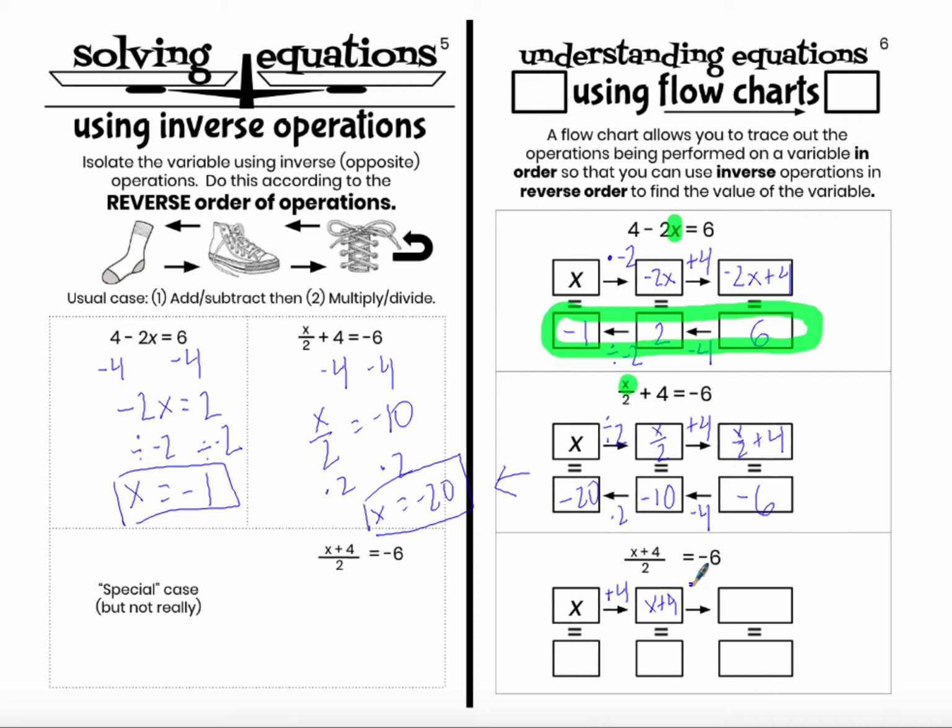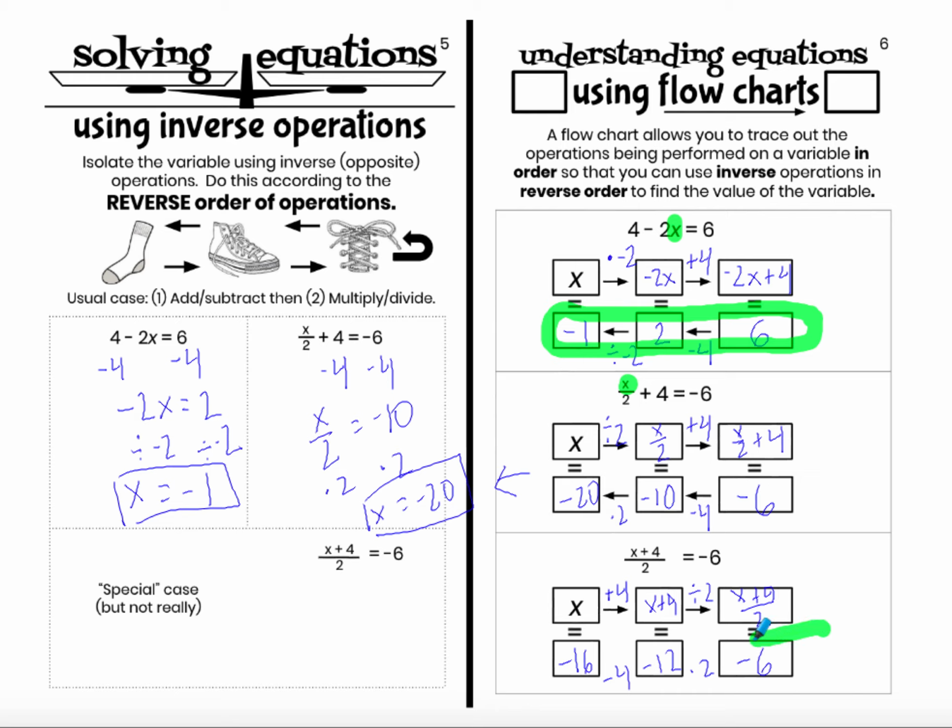I have x plus 4. The next operation being performed is I'm dividing by 2, so I have x plus 4 divided by 2. Again, I'm at the equal sign. That equals -6. And now when I retrace my steps, I know that I need to multiply by 2 first and then subtract 4, giving me a final answer of negative 16.